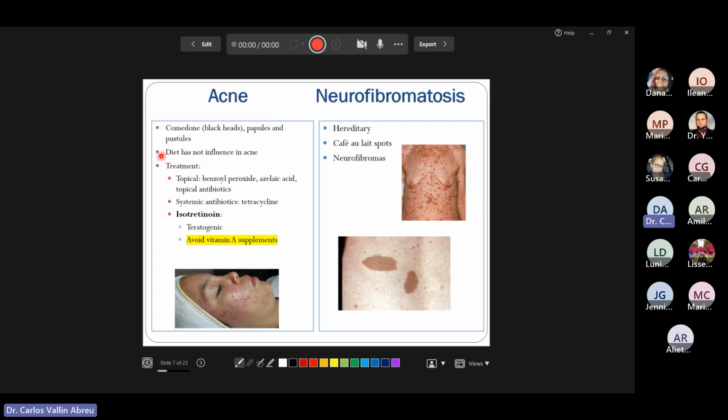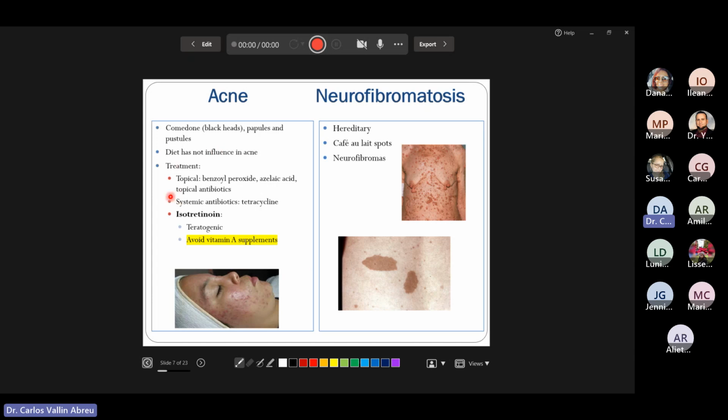The experts say that diet does not have an important role or influence in acne. Those concepts that people have about diet producing acne are not supported by evidence. A healthy diet, without a specific limitation, is okay.